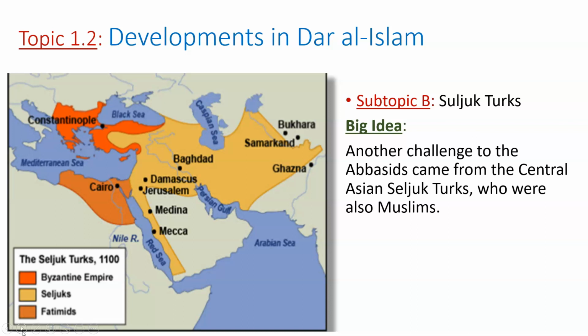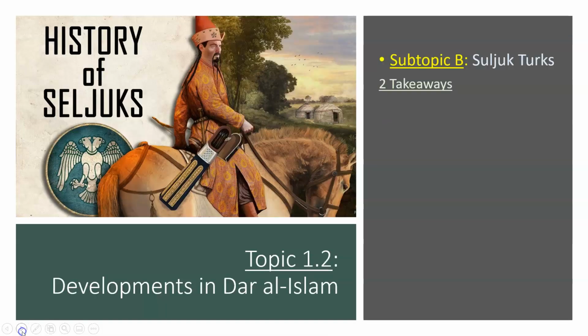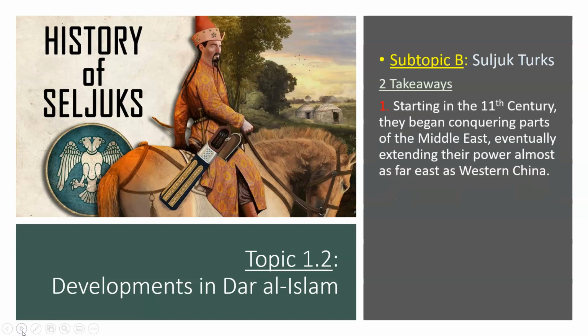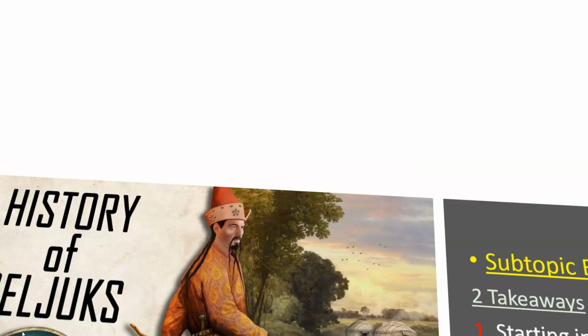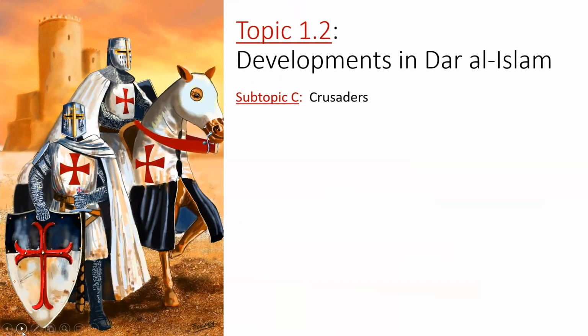Subtopic B, Seljuk Turks. Big idea: another challenge to the Abbasids came from the Central Asian Seljuk Turks, who were also Muslims. Again, please check out the map. I got 2 takeaways for you. Starting in the 11th century, they began conquering parts of the Middle East, eventually extending their power almost as far east as Western China. The Seljuk leader called himself Sultan, thereby reducing the role of the highest-ranking Abbasid from caliph to chief Sunni religious authority.